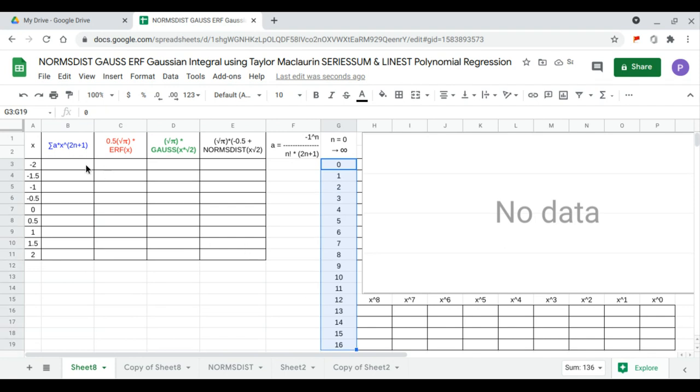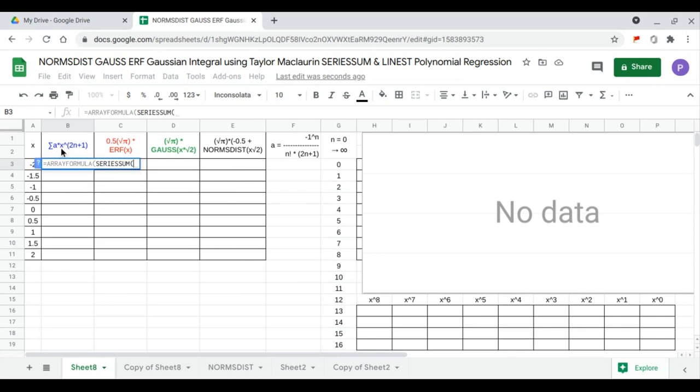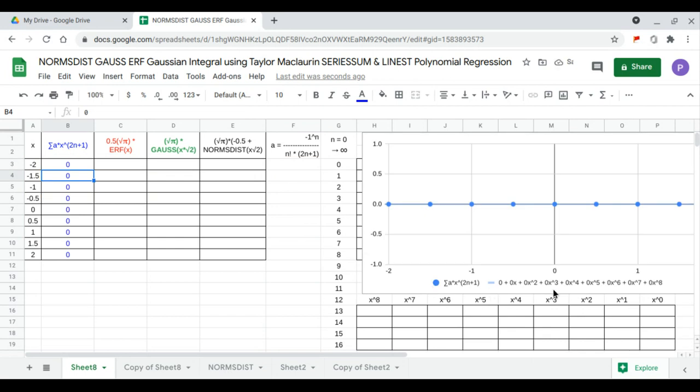So we generate the Taylor-Maclaurin SERIESSUM dataset. So here is the formula: series sum of the x values raised to the power 2n plus 1, where 2n plus 1 begins with 1, incremented by 2n, where 2n is 0, 2, 4, 6, 8, and so on. So the interval is 2. And the coefficient will be this range. And here you have the trend line and the polynomial of the Taylor-Maclaurin series sum of the Gaussian integral.